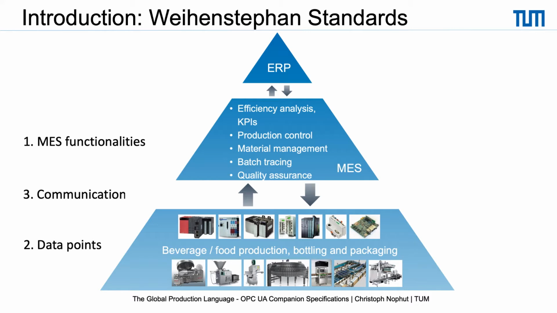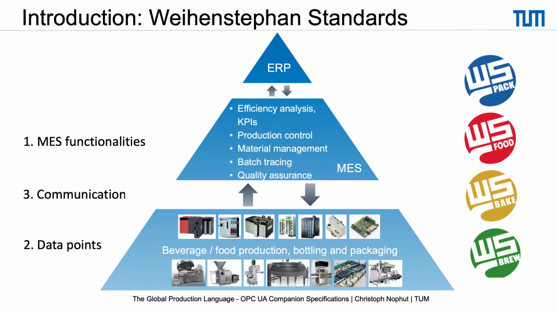At the moment we are developing and writing a companion specification for OPC UA to have an alternative communication protocol for our Weihenstephaner Standards. The Weihenstephaner Standards cover 4 different domains. The first is WSPAC, which was released back in 2005. WS Food was released in 2010, WS Bake in 2015, and the last in our domain is WS Brew, which was released in 2019.